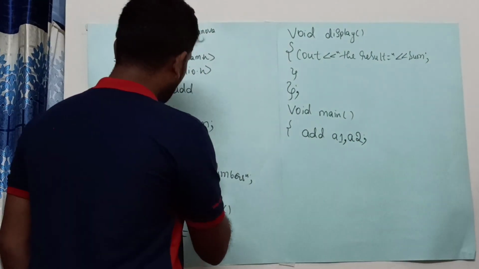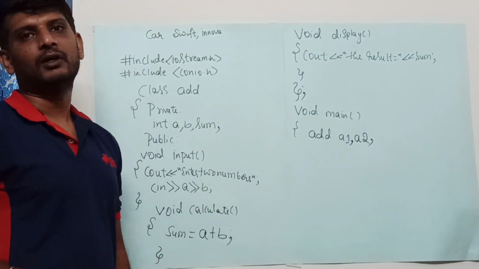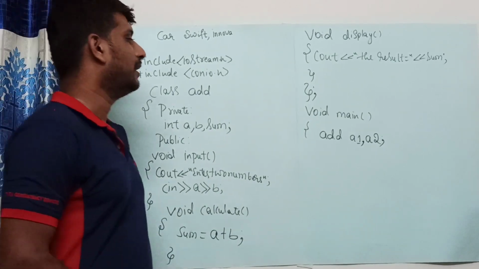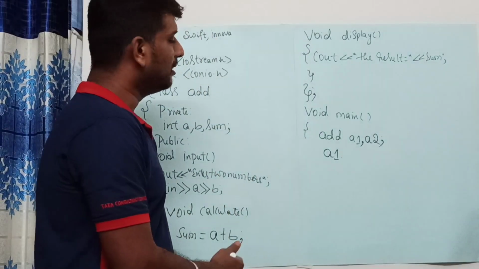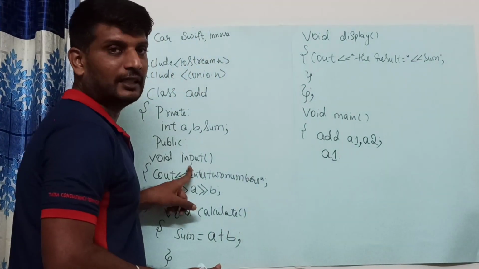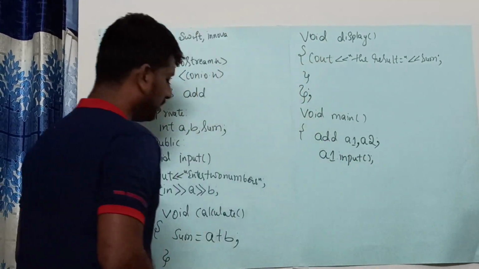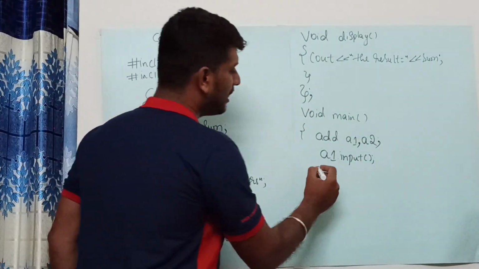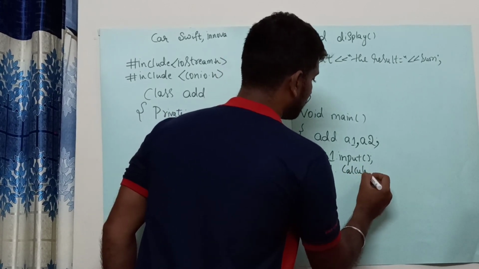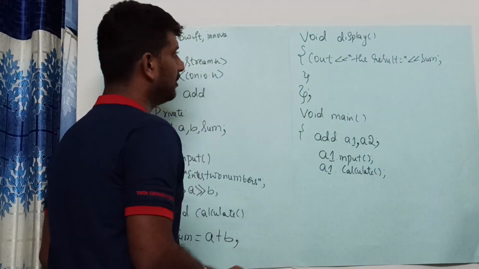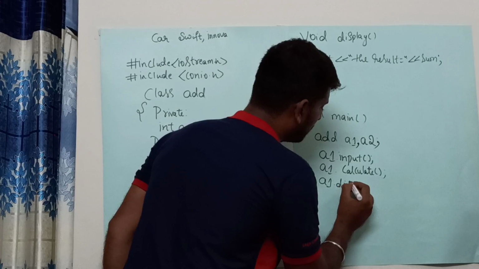I have to call these functions by making use of this object. Whenever you want to call the functions by making use of the object, you need to make use of the dot operator. So, by making use of the first object, I will call all these functions. That is A1 dot input. The second function is calculate, so I will call it A1 dot calculate. Next, the third function is display, so I will call this function also, A1 dot display.